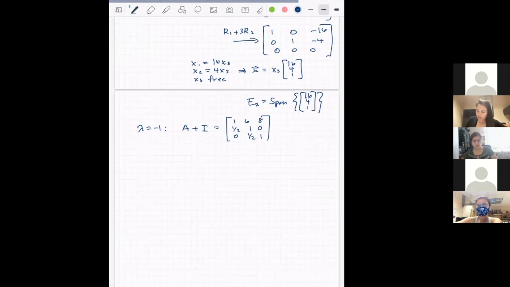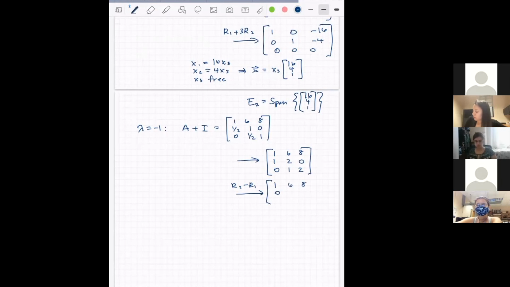Okay. And then again, we're going to want to row reduce. So again, I'm going to multiply the bottom two rows by 2 to get rid of the fractions, so we don't have to deal with those. So 1, 2, 0, 0, 1, 2. And then I'll take row 2 minus row 1, which would be 0, -4, -8. Yeah. And then 0, 1, 2.